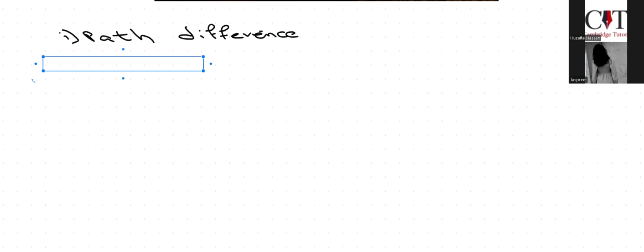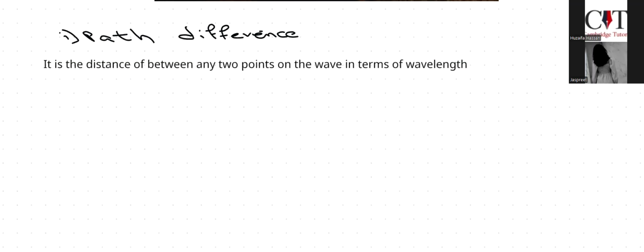No. In waves we have two types of differences: path difference and phase difference. You can say it is a property of waves. So what is the path difference? It is the distance between any two points on the wave in terms of wavelength.